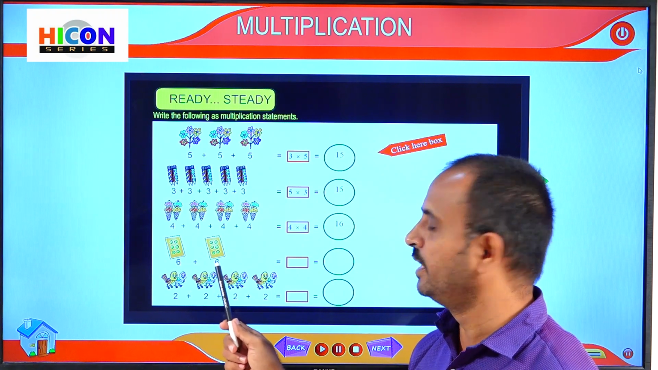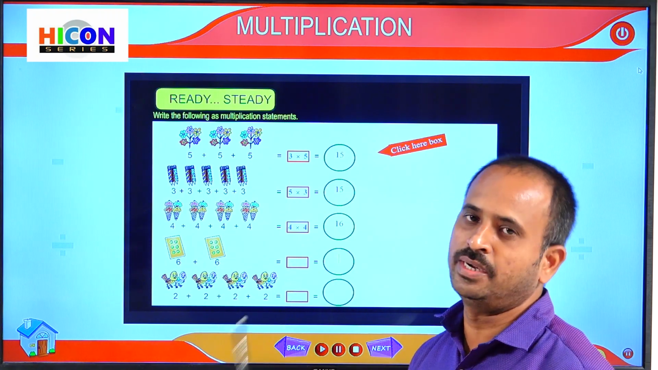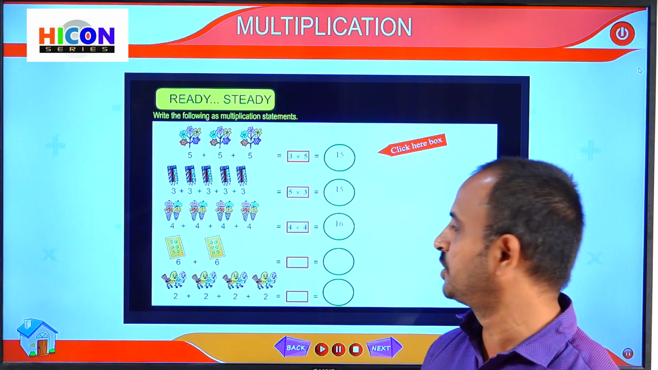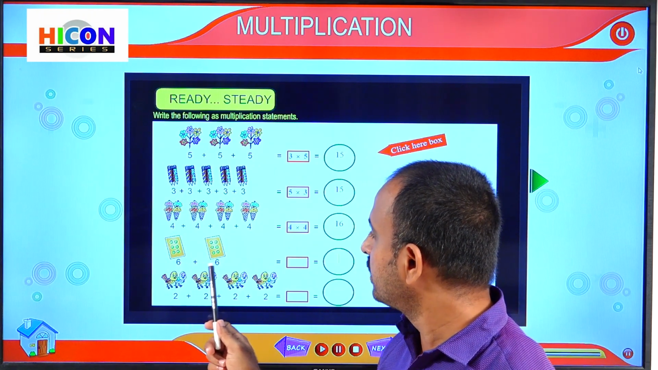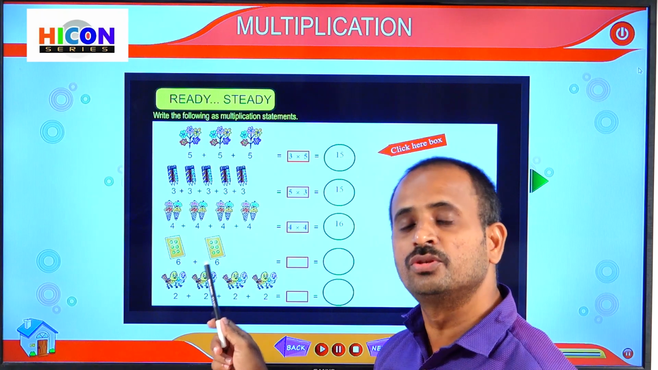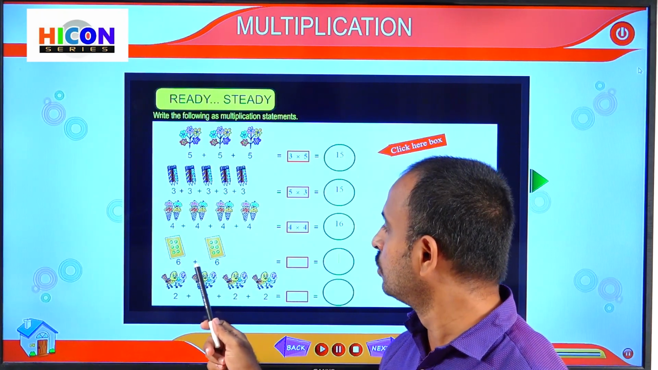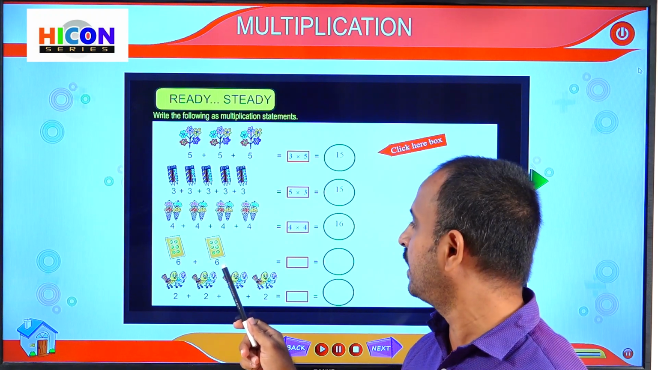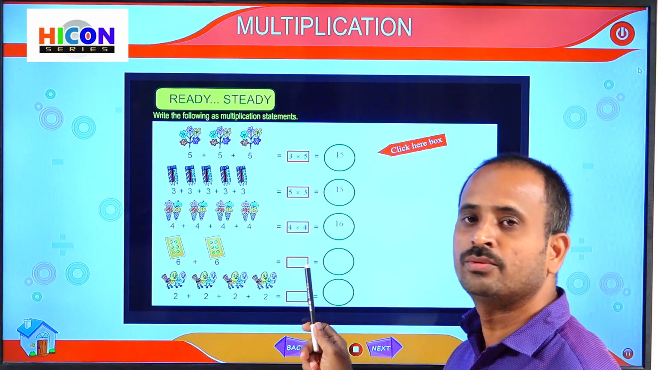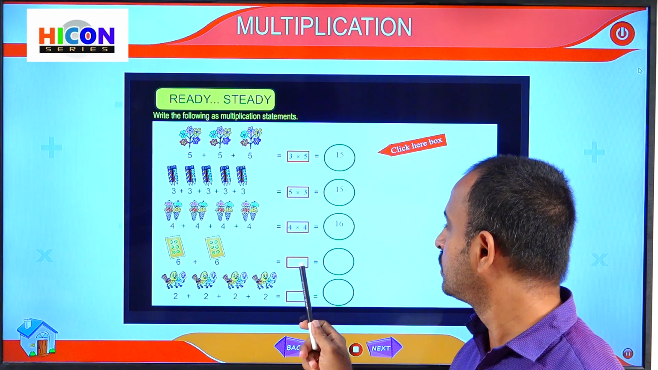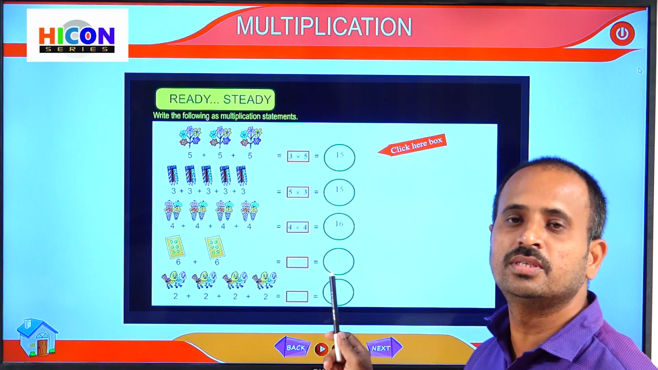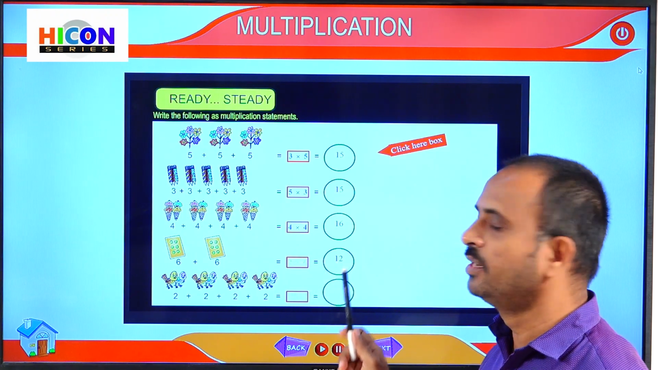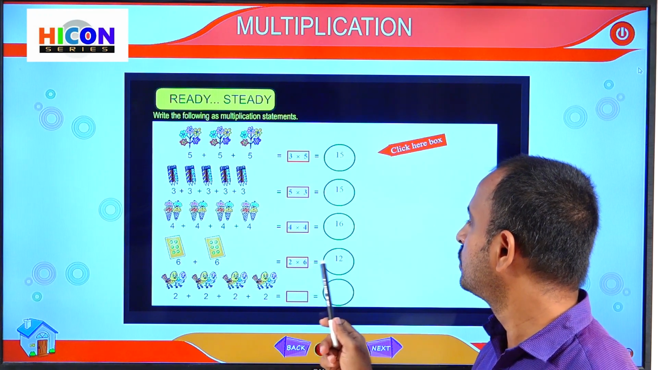So this repeated addition can be converted into multiplication. How can we convert it to multiplication? How do we add the 6? We have to add 6 2 times. That is 2 times 6. 2 times 6 can be written as 2 into 6. That is, how much are 2 6s? 12. So write 12 here. That is 2 6s are 12.